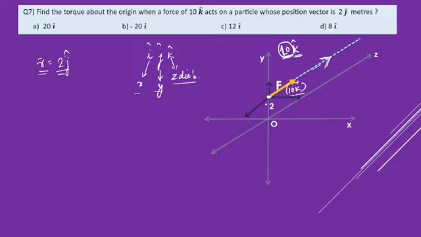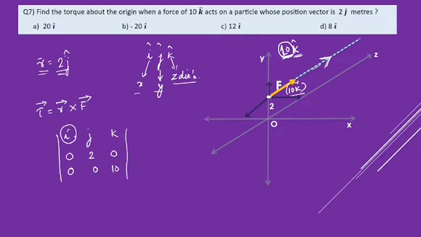Now it is very simple. As we saw in the previous concepts, if you brush up on them, tau is equal to the position vector multiplied by the force, that is tau equals r cross F. Let's multiply this using i, j, k. r is nothing but 2j, so the components are 0, 2, 0. And the force is 10k, so the components are 0, 0, 10. We just need to solve this.